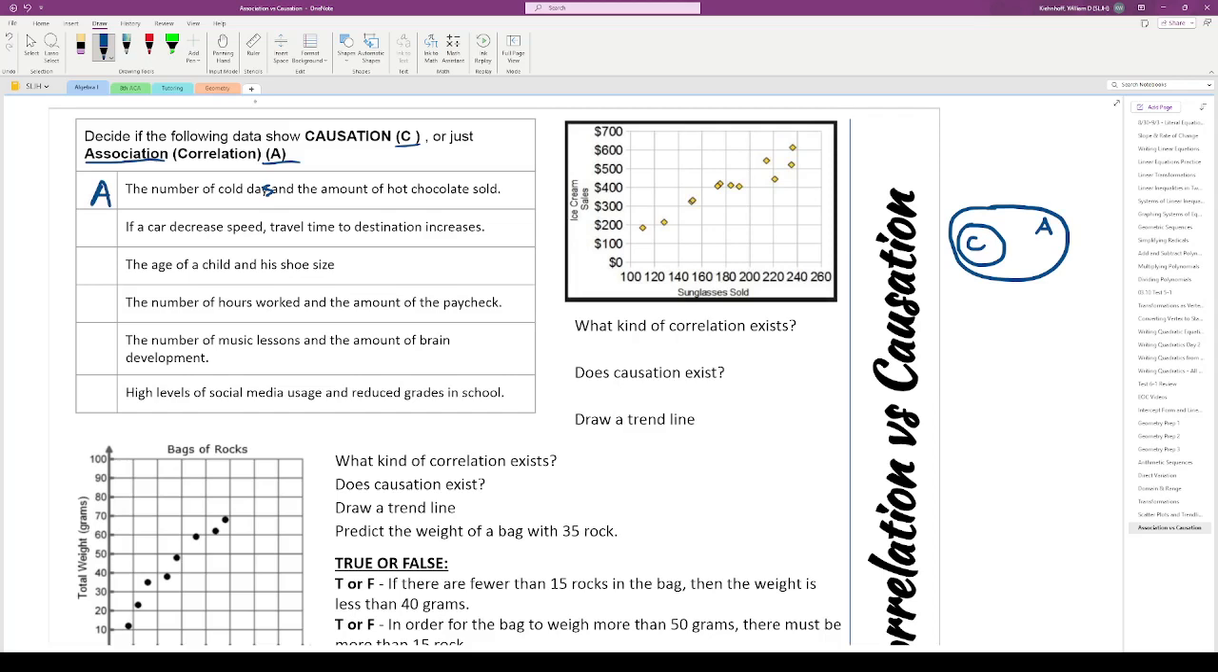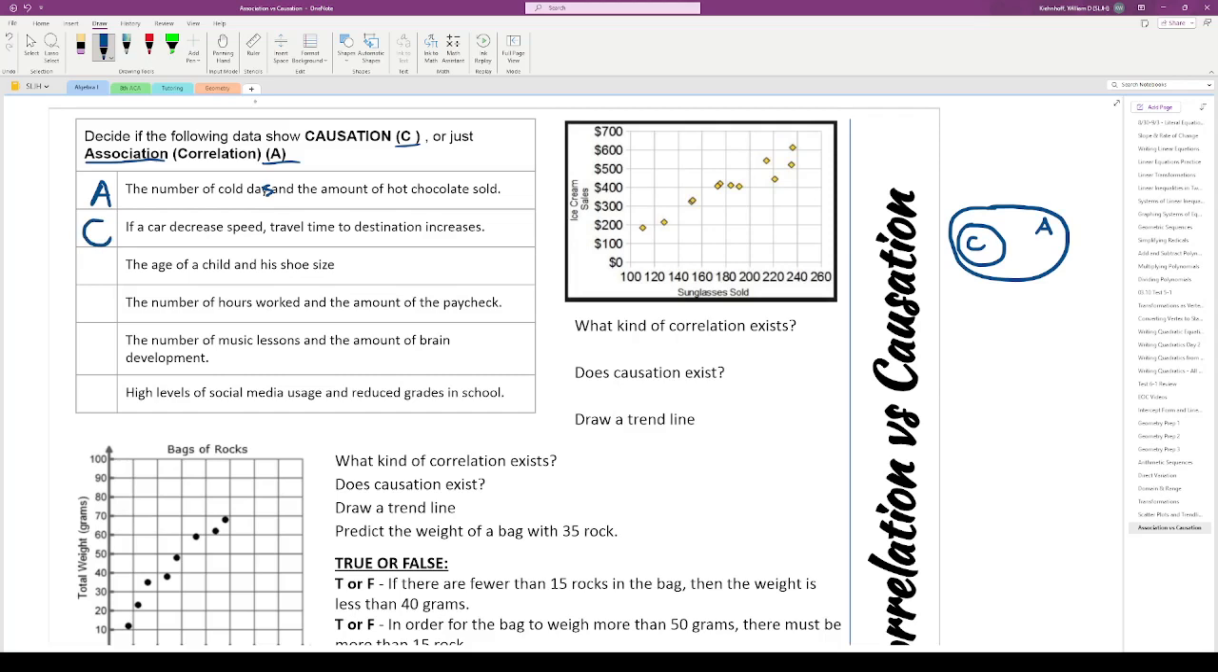A car decreases in speed, the travel time to the destination increases. So that one, the time to get to the destination is a direct effect of the speed the car is going. If you reduce your miles per hour, then it takes you increased time. There's no story in between there. It's a direct cause and effect between how fast you're going and how long it takes to reach a destination. So that would be causation.